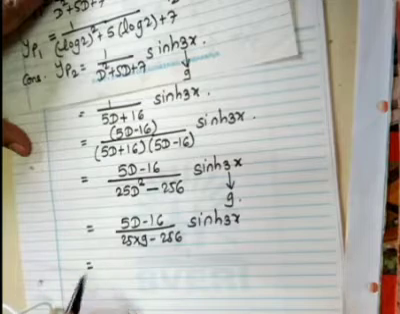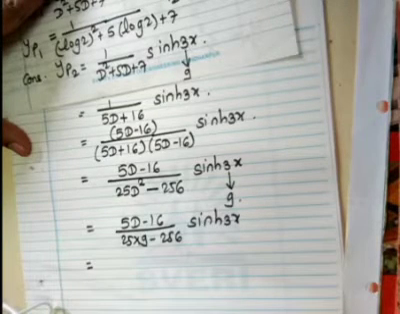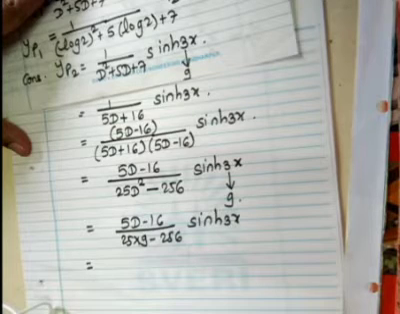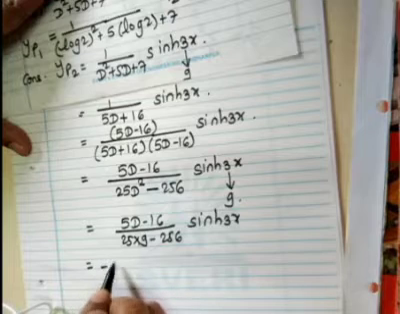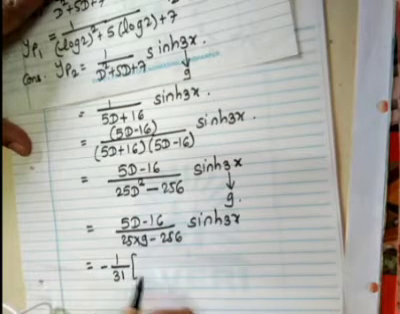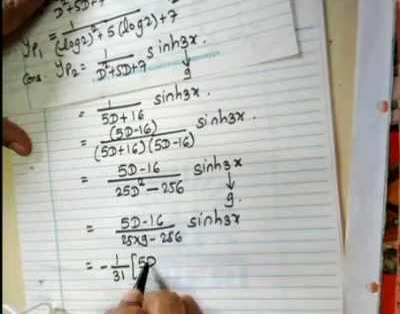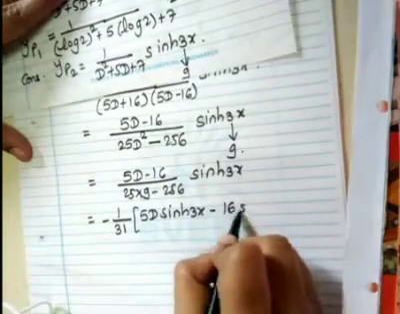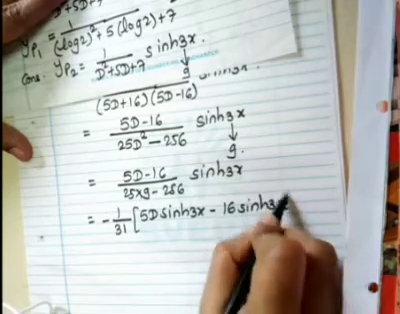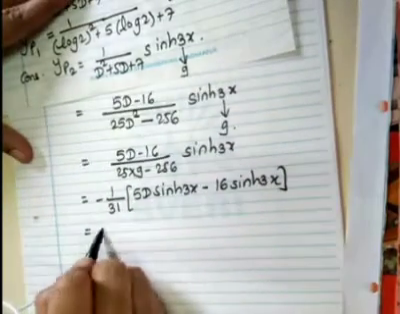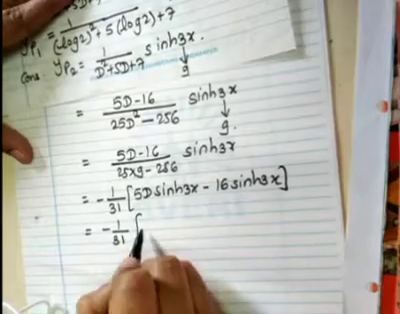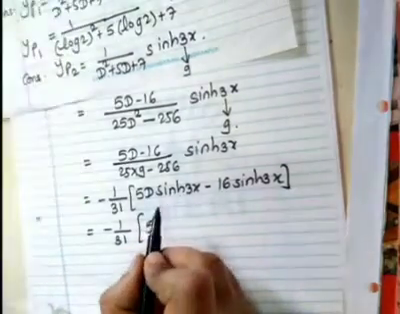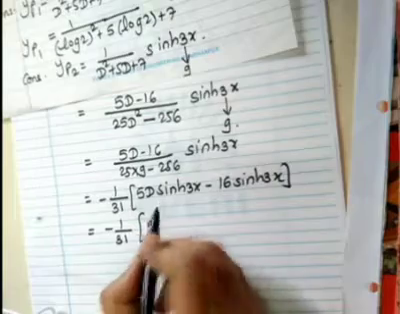So what is this term? 25 into 9, 225, minus 256, minus 31. So 1 upon minus 31 into (5D sine hyperbolic 3x minus 16 sine hyperbolic 3x). That is minus 1 by 31 into 5 into derivative. What is the derivative of sine hyperbolic?